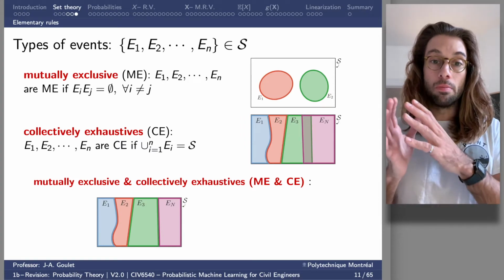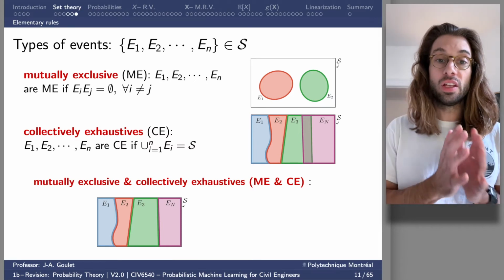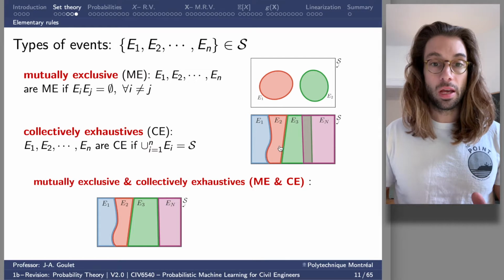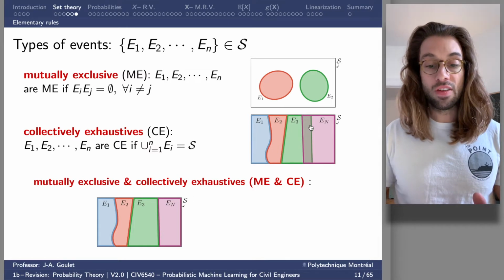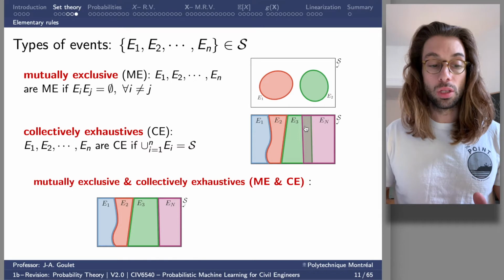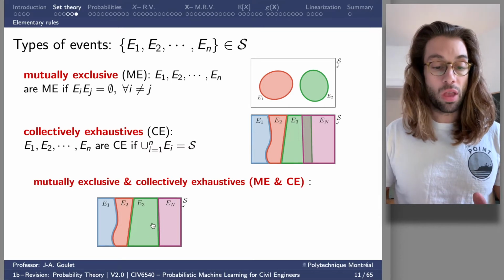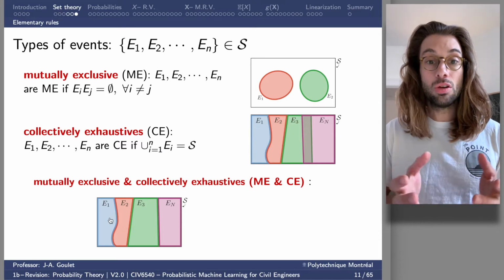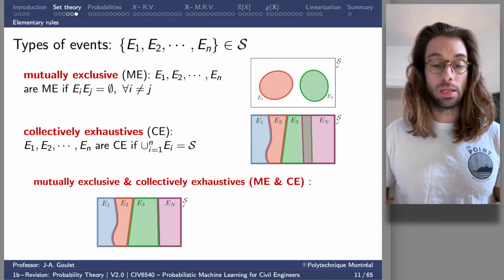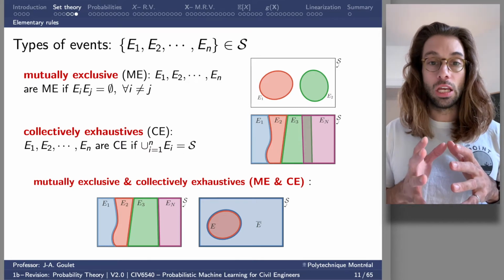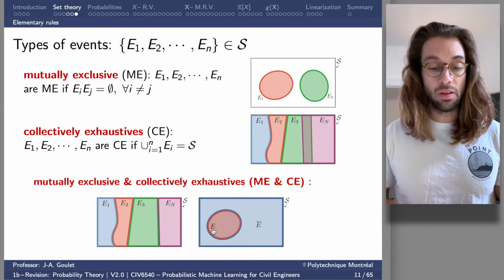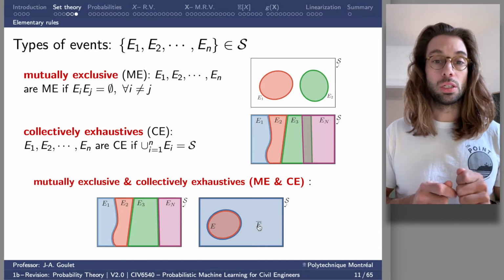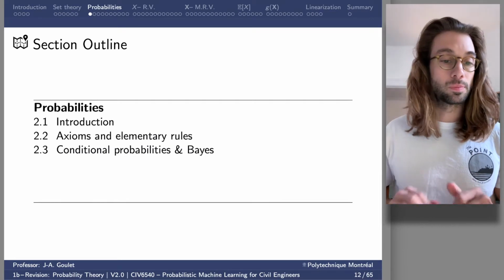So events that are going to be mutually exclusive and collectively exhaustive. This is what we have on the Venn diagram here. And note that the difference between this Venn diagram and this one is that here we have an overlap possible, because here it's only collectively exhaustive. But here we have no intersection between my events, and the union of all my events makes the sampling space. Another thing you need to keep in mind is that if we take an event, for instance, an event E, and its complement, these two are always mutually exclusive and collectively exhaustive.